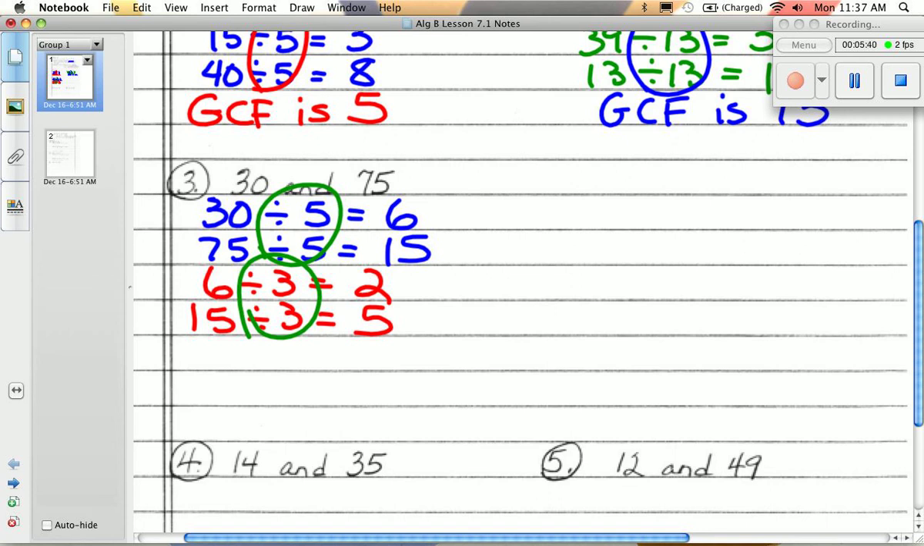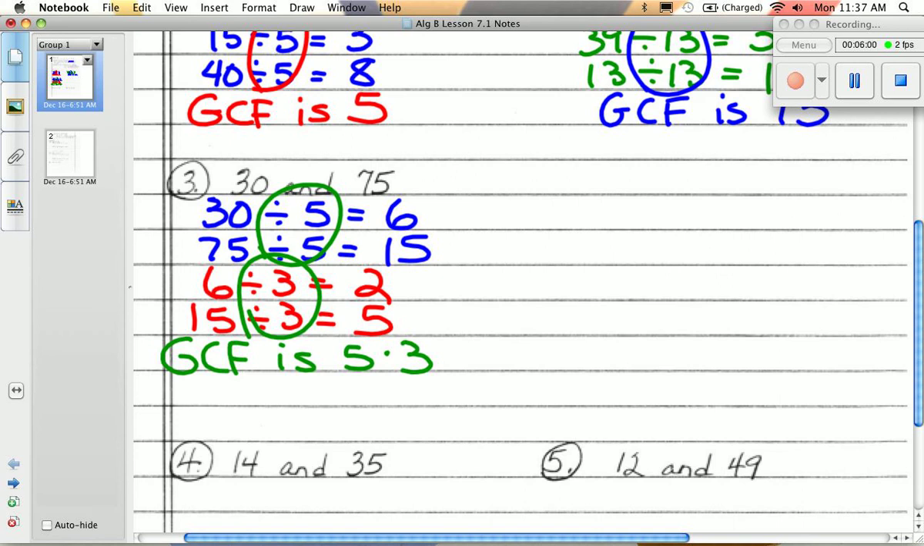We have to say that the GCF, and we don't add them, but instead multiply. We multiply 5 times 3. The GCF has to be 5 times 3 because it was divided by both. And remember, dividing is the undoing of multiplying.